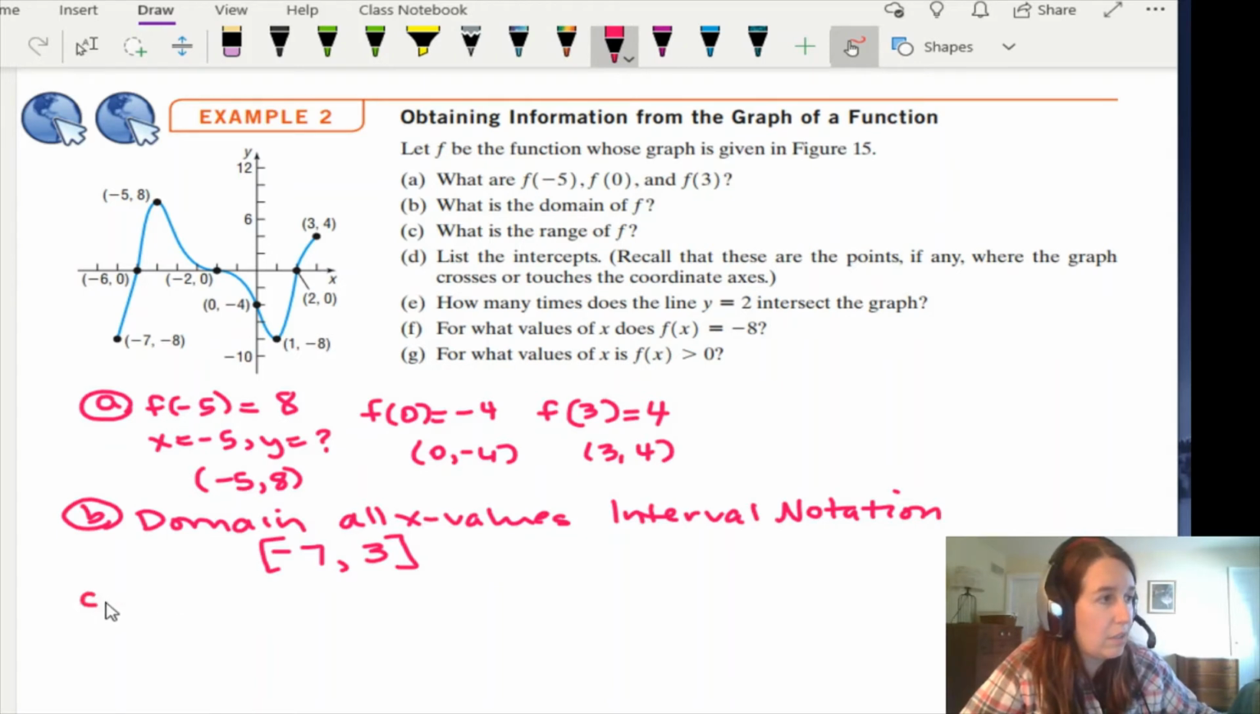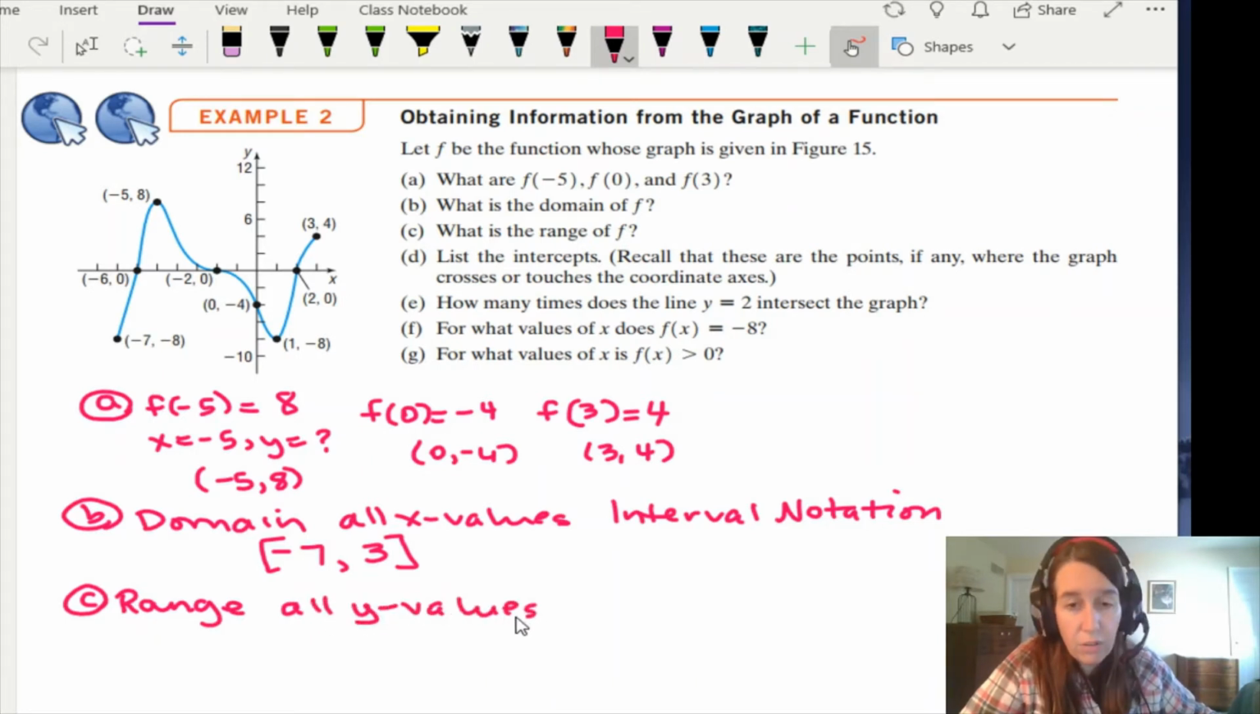All right, C, the range. Range is all the y values. Okay, you're also still going to use interval notation. And y is obviously vertical. So you want to start at the bottom of the graph and find out what's the highest y value. So notice you want to go from lowest to highest. The lowest y value is here and here. It's at -8. So start the interval at -8.